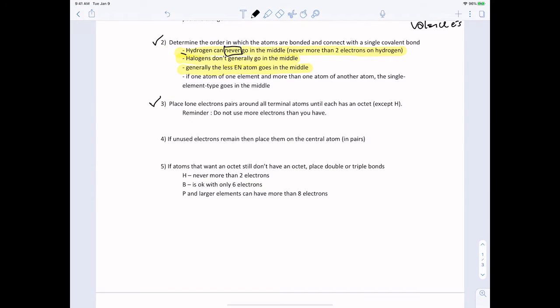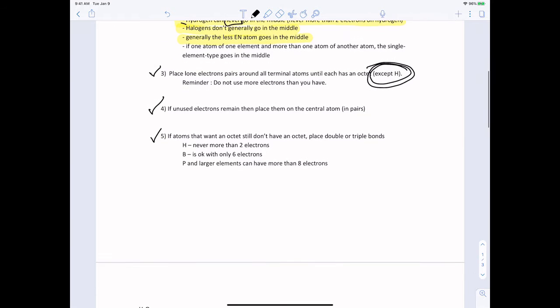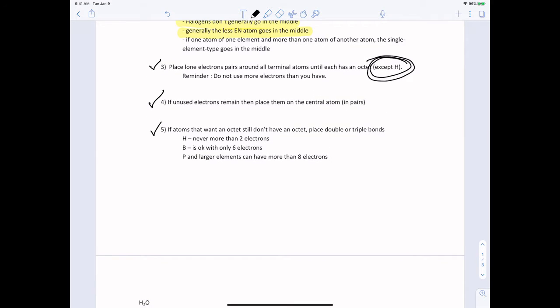Once you do that, right, just figure out how they're connected, connect them with single bonds. Then we're going to put lone pairs around the outside atoms until each has an octet, except for hydrogen, because remember, hydrogen can never have more than 2 electrons. If I have electrons left over, they go on the central atom. And then last step, if things that want an octet still don't have one, we add double or triple bonds. So things that don't want them, hydrogen, never more than 2.